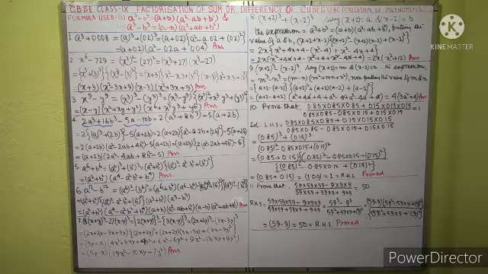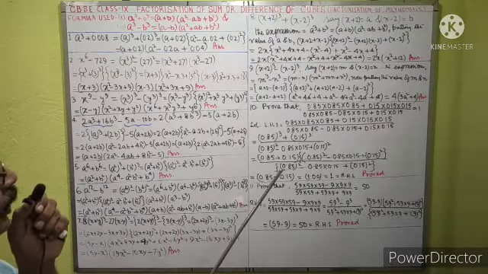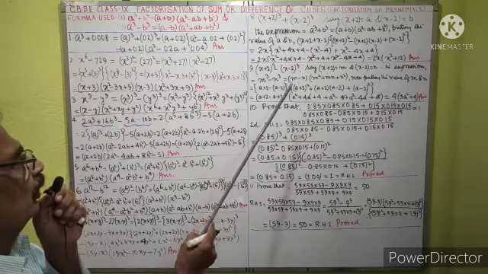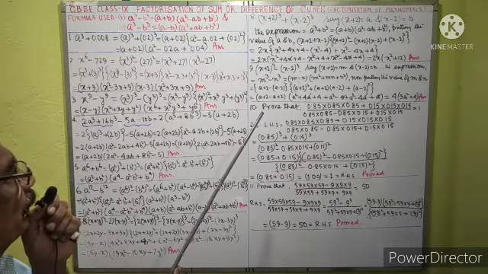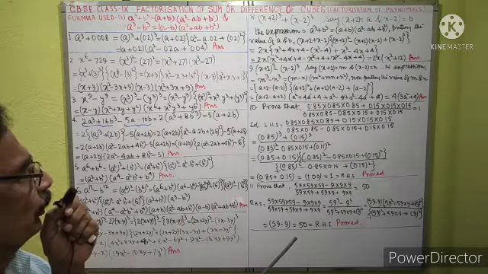Now question number 8. It is (x plus 2) whole cube plus (x minus 2) whole cube. Say x plus 2 equal to a and x minus 2 equal to b. So we are getting this expression as a cube plus b cube. According to the formula a cube plus b cube, it is (a plus b) into (a square minus ab plus b square). Putting the value of a and b, we are getting the structure like this, and after simplification, we are getting this. So the answer is 2x into (x square plus 12).